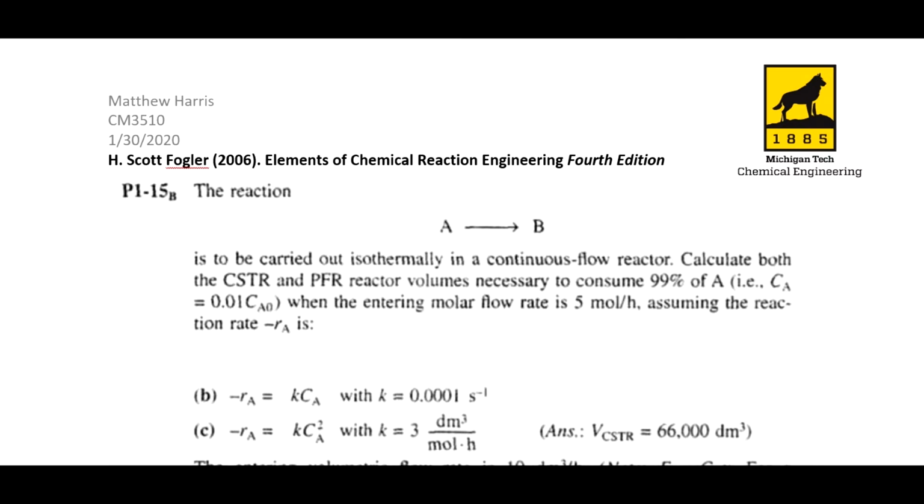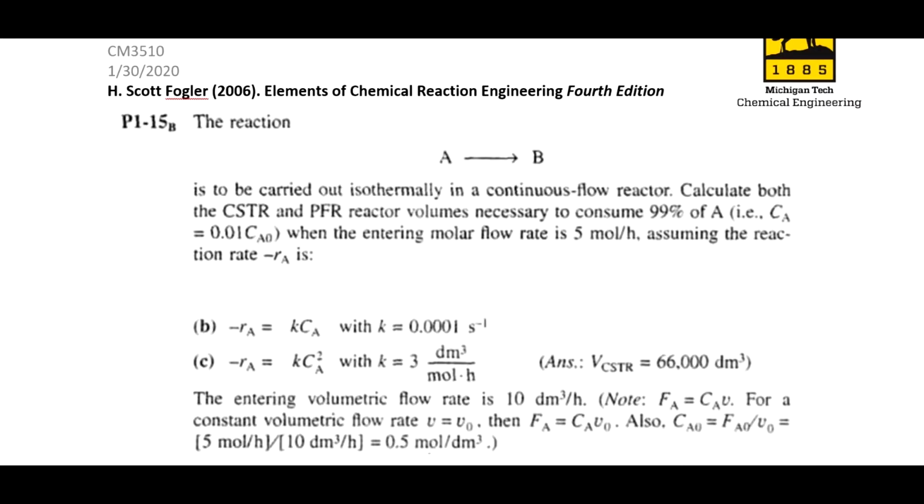My name is Matt Harris, and today I'm going to be covering Scott Fogler's Elements of Chemical Reaction Engineering, problem 1-15B. The reaction A forms B is carried out isothermally in a continuous flow reactor. Calculate both the CSTR and PFR reactor volumes necessary to consume 99% of species A. Also, it lists the concentration of A is equal to 0.01 the concentration of A initial. So that's referring to the 99% conversion.